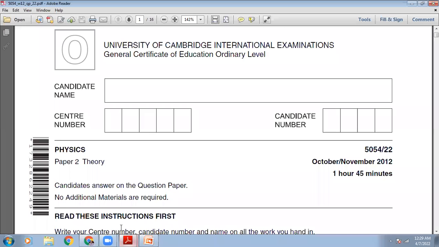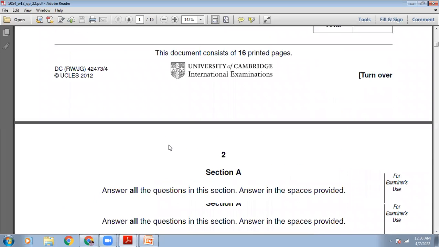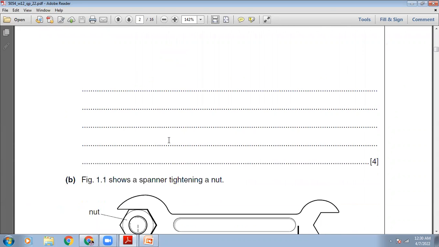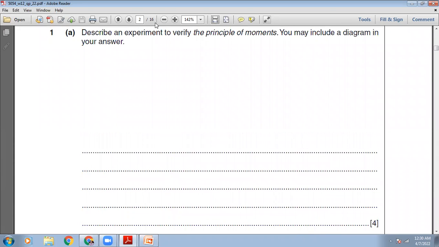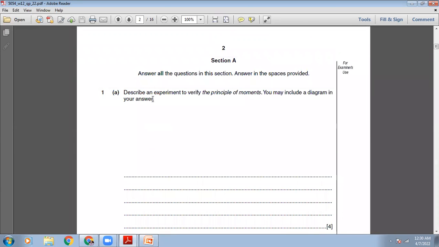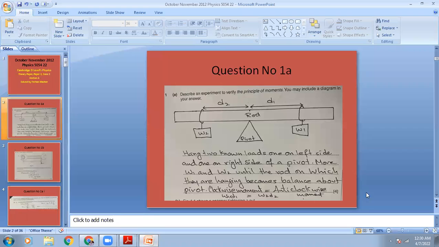So here we go. Here is the question paper. October-November 2012, 2-2 paper. Section A we are going to attempt. It says, describe an experiment to verify the principle of moments. You may include a diagram in your answer. It's a 4-mark question. Let me reduce the size so you can see the whole thing. Okay, so let me show you.